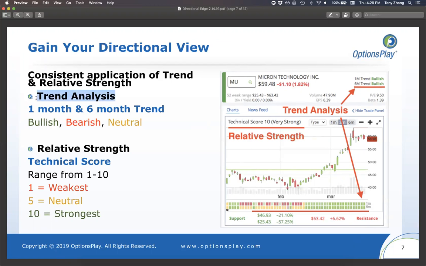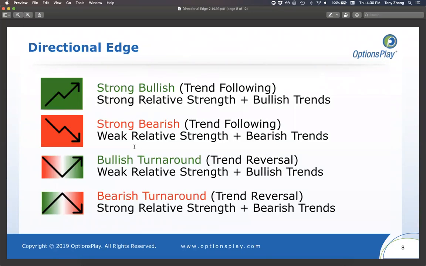On the other hand, relative strength does allow you to compare stocks against each other, so you know which stock is stronger and which stock is weaker. However, what it doesn't tell you is whether it's getting stronger or weaker. And that's really where the combination of trend analysis and relative strength, when used together, is what's going to give you that directional edge. So that's what we're going to show you here today.